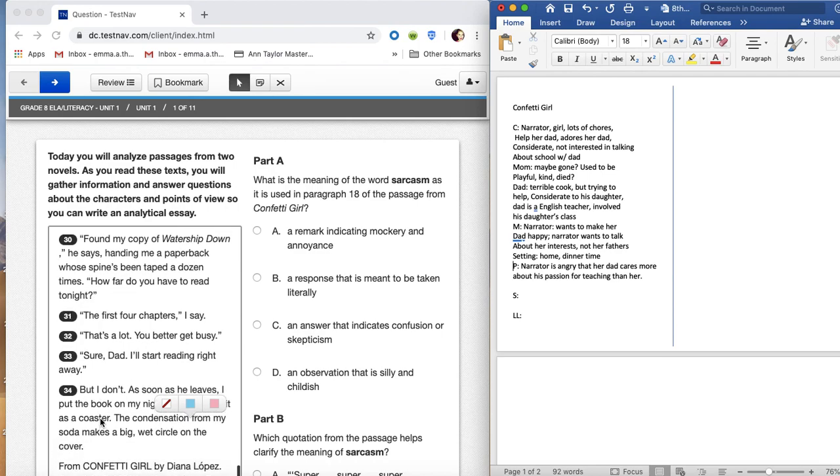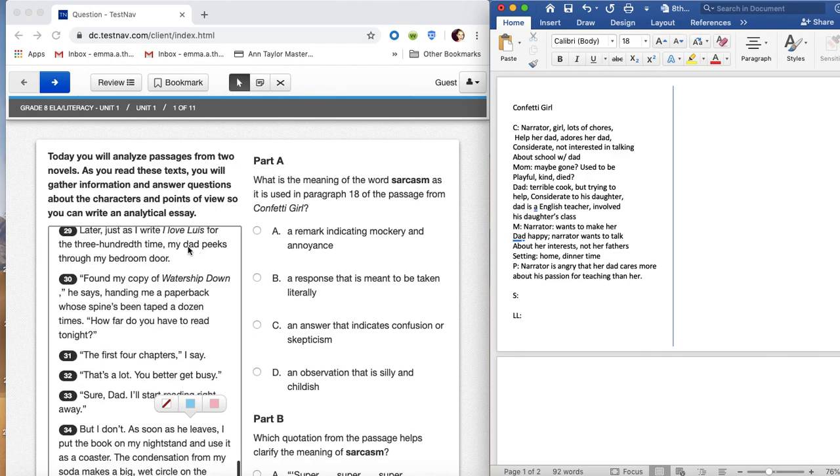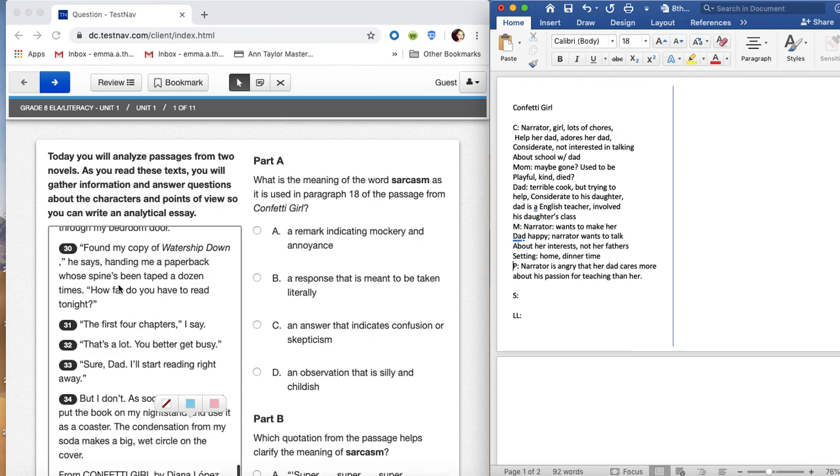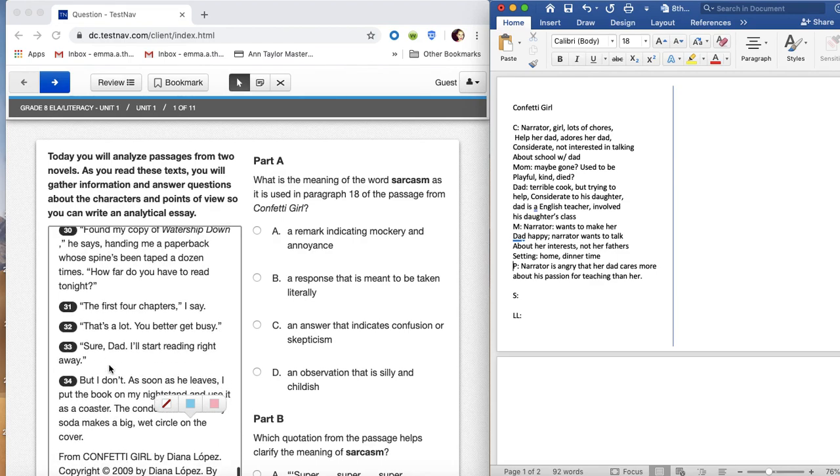Found my copy of Watership Down, he says. Wait, I need to back up. Oh, yeah, he peeks through the bedroom door. Okay. Found my copy of Watership Down, he says, handing me a paperback whose spine has been taped a dozen times. How far do you have to read tonight? The first 4 chapters, I say. That's a lot. You better get busy. Sure, Dad. I'll start reading right away. But I don't. As soon as he leaves, I put the book on my nightstand and use it as a coaster. Coaster. Oh, that's just the thing you put your cup on. The condensation from my soda makes a big, wet circle on the cover.